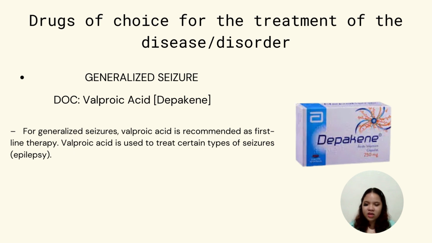For the next slide, it shows the anti-seizure drug dosing and target serum concentration ranges. The antiepileptic drugs in the table are categorized into three generations.